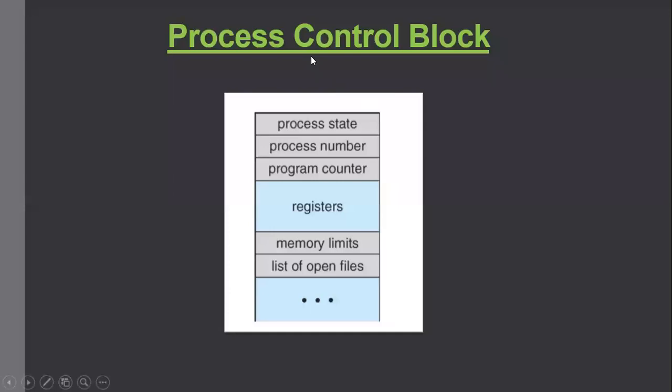Okay, so like in any identification card there is a unique ID number, every process has a unique process number. Then, since a process can be in any state, the state of the process is also stored in the PCB. Then comes the program counter. The program counter, as we all know, points to the next instruction to be executed for the particular process. So this is also saved in the process control block.